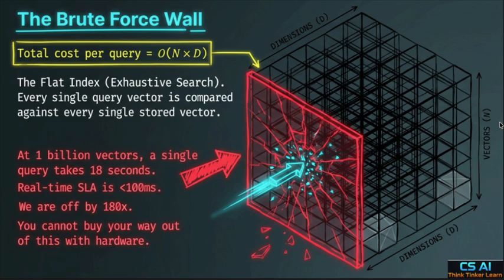This is a physical limit. You cannot simply buy your way out of this with better hardware. We need a fundamental shift in how we approach the search.